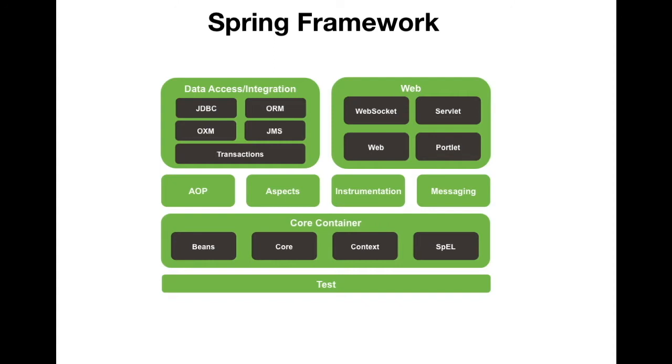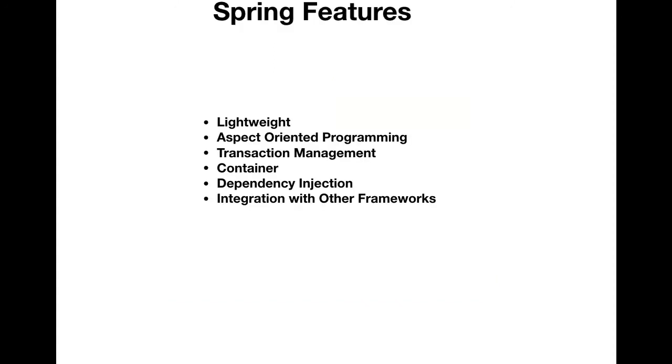So let's look at some of the features of Spring. Let's go to the first one. The Spring Framework is lightweight. What does it mean by that? It works on POJOs. POJOs stand for plain old Java objects, and that is what makes it lightweight. It never forces you to inherit or implement interfaces or classes.